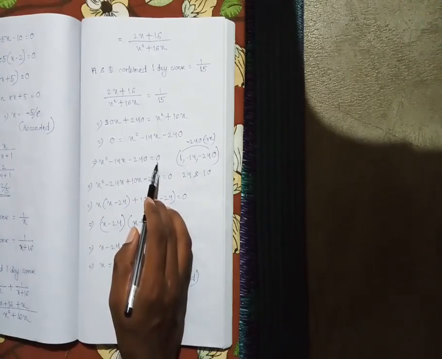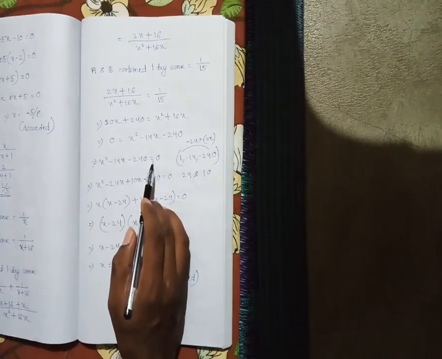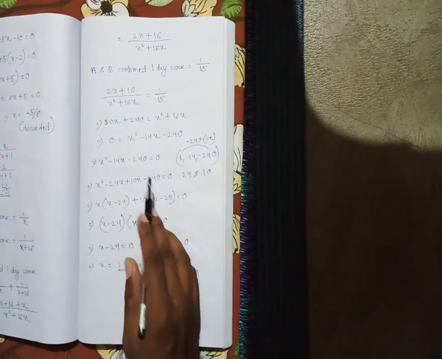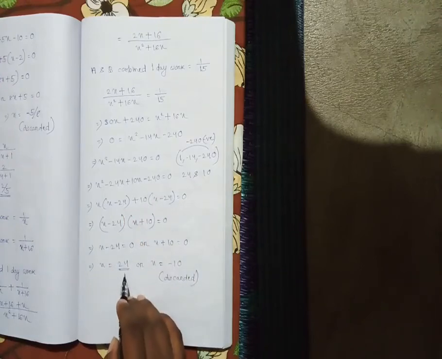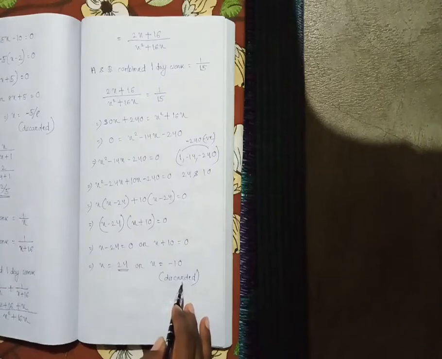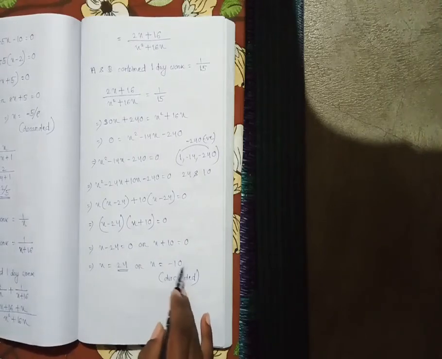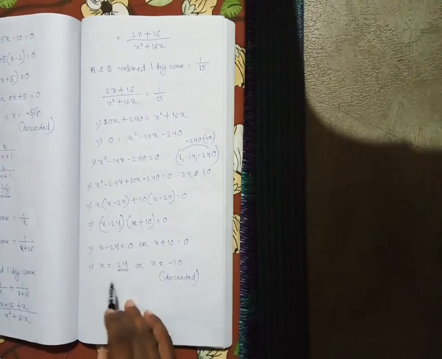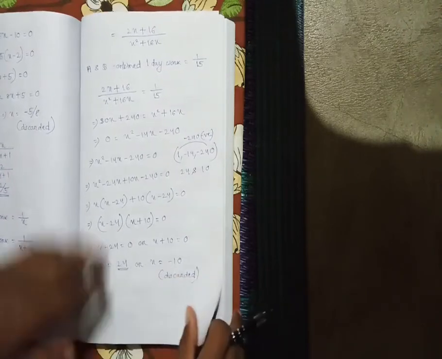And you know how to solve it using factorization method, or you can use formula. You can use any of the two methods. On solving, we get x is equal to 24 or x is equal to minus 10. Minus 10 is discarded because number of days in which a work can be completed cannot be negative. So x is equal to 24.